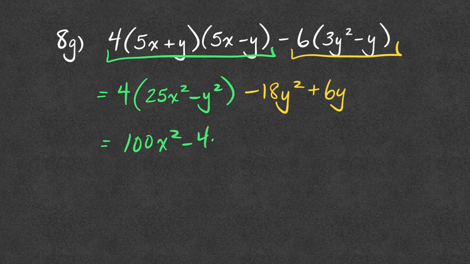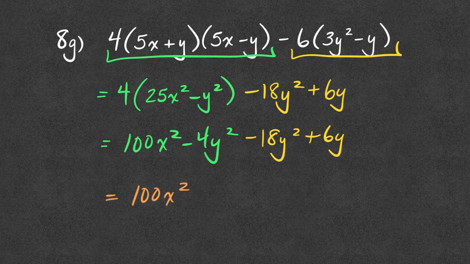Some of you would end up doing all of that green in one step. You could then collect with your gold terms, and the only thing that we can collect are the two y² terms. And so we're coming in with a final expression. And it does not matter what order you put those terms in. However, I would make sure that I have the 100x² up front because it has a positive leading coefficient, and that's going to allow us to write down fewer operations.